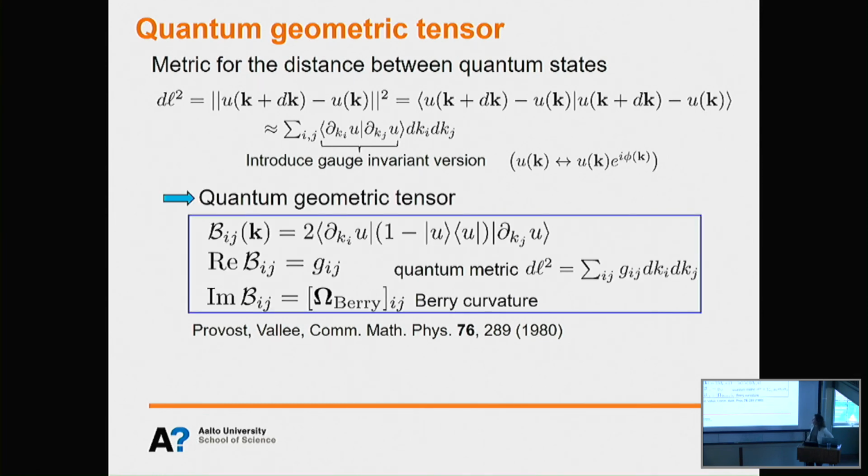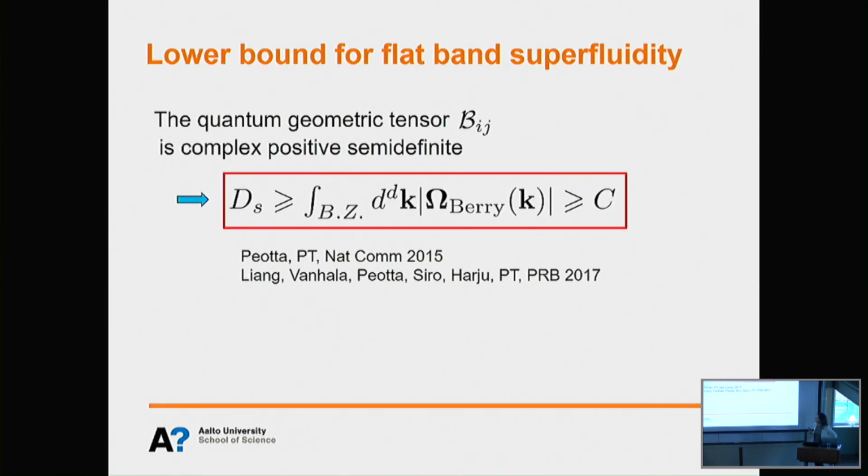As a reminder, this was the quantum metric, and you remember it had a connection to Berry curvature because it's part of the tensor whose imaginary part is the Berry curvature. We can use that and the positive semi-definiteness of this tensor to derive a lower bound for the superfluid density. And this is that whenever you have either a non-zero Chern number, or even if this is zero, if you just have non-zero Berry curvature somewhere in the band, then you are guaranteed to have superfluidity in the system.